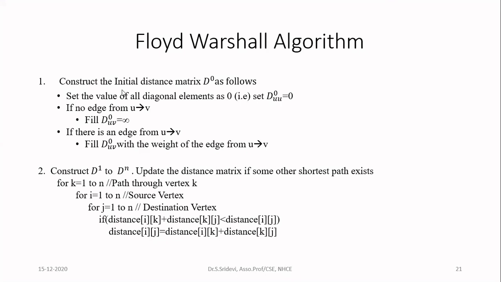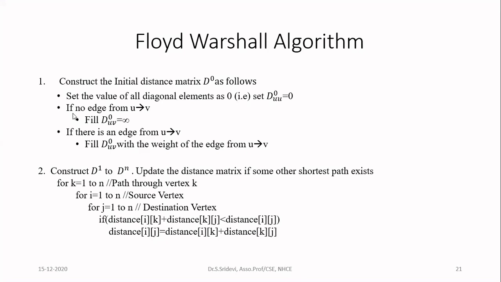First you have to construct the initial distance matrix D naught, and for that we are going to use a total of 3 different steps. We will set the value of all the diagonal elements as 0. That is, if you have a vertex u, the diagonal element will be at index uu in the matrix D naught. In that, you set the value of the diagonal element as 0. The purpose of setting this as 0 is that from a particular node, the distance to the same node is 0. So we are doing this.